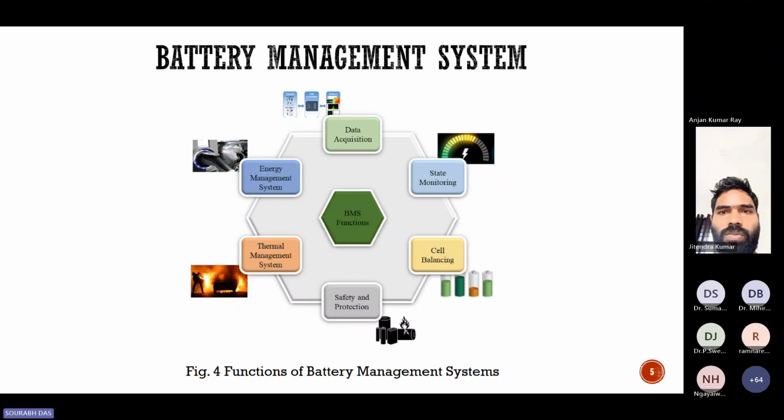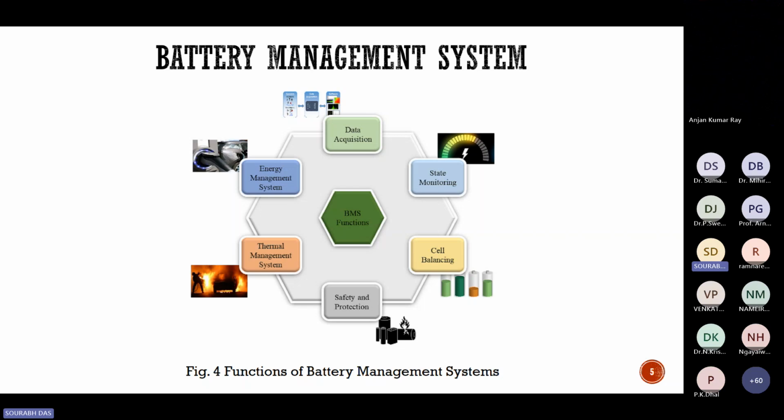So the second is state monitoring. What is state monitoring? It involves the state of charge, state of health, state of power, then state of energy. These types of states the battery management system can monitor. By accurately determining these states, the BMS ensures that the battery operates within the safe operating region and delivers the required performance.